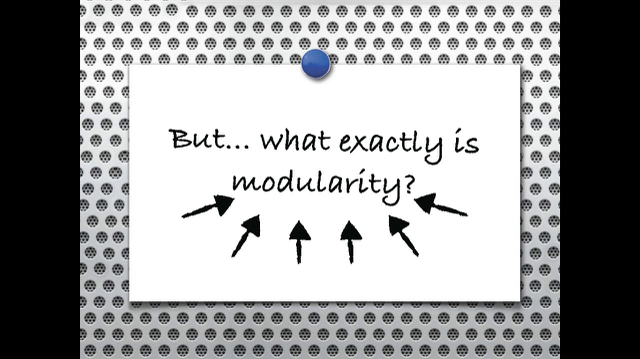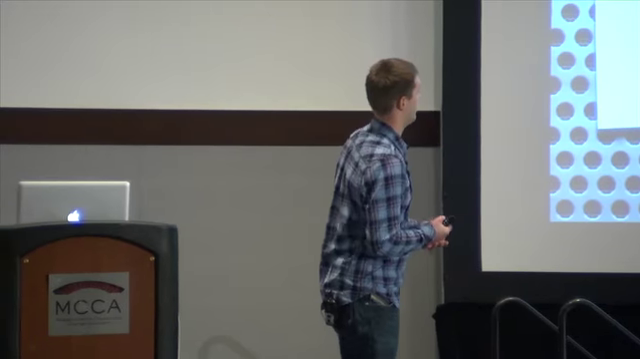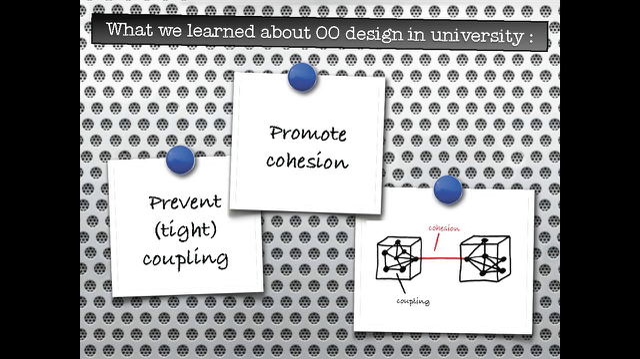So we want to do modularity, but what exactly is modularity? And modularity is for certain nothing new. They've been talking about this, well, as soon as we've started doing software development. But even today, not many people are really applying it that much. But let's go back a step. Let's go back to the days of university, and let's start talking about object-oriented programming for a moment, because that's where it all starts. And what we have learned at university is that we have to prevent tight coupling, and that we have to promote cohesion.